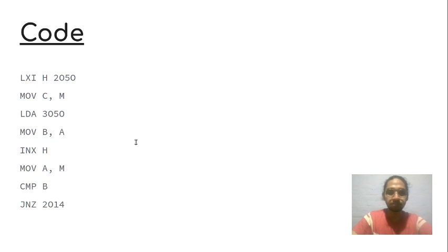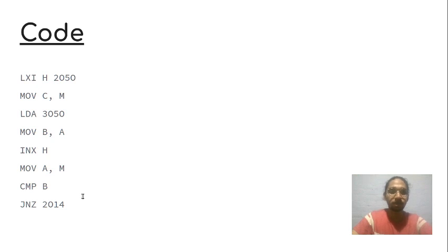MOV C, M. This means that we assign the content of indirect memory location M, which is represented by registers H and L, to register C. LDA 3050. We load the content of memory location 3050 in accumulator A. MOV B, A. We move the content of A in register B. INX H. We increment HL by 1, so M is incremented by 1 and now M will point to the next memory location.